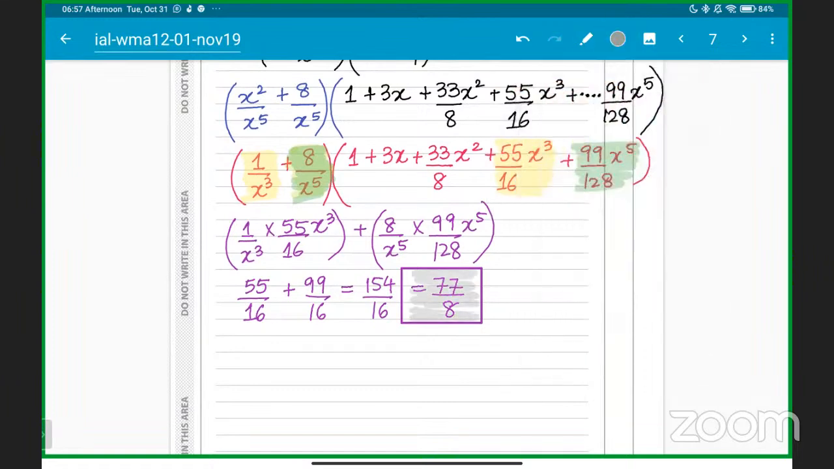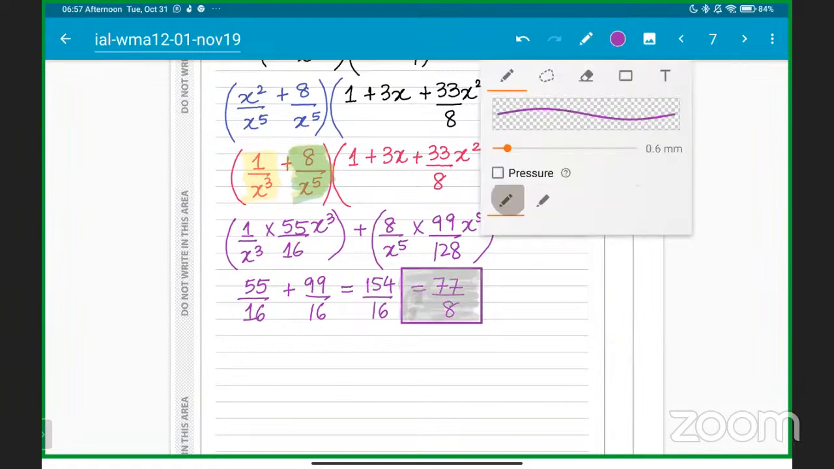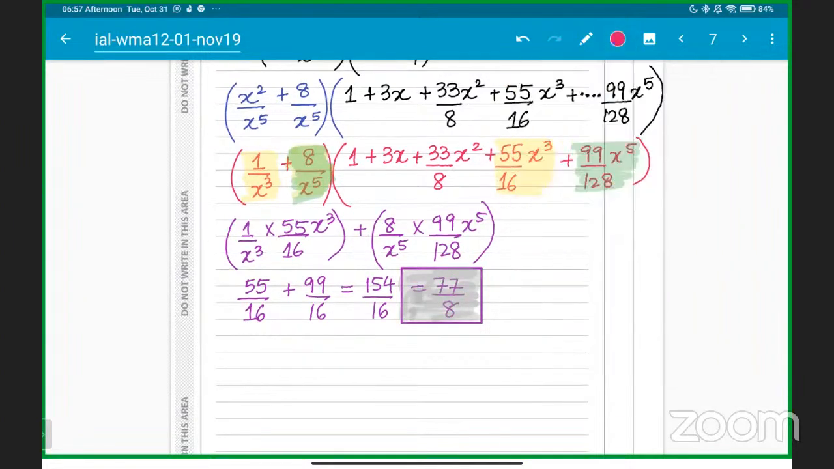Hope everyone got it. The first question is complete: 77 over 8. Any questions can be asked. So the term independent of x is basically 77 divided by 8. Understood? Let me know. It's correct.